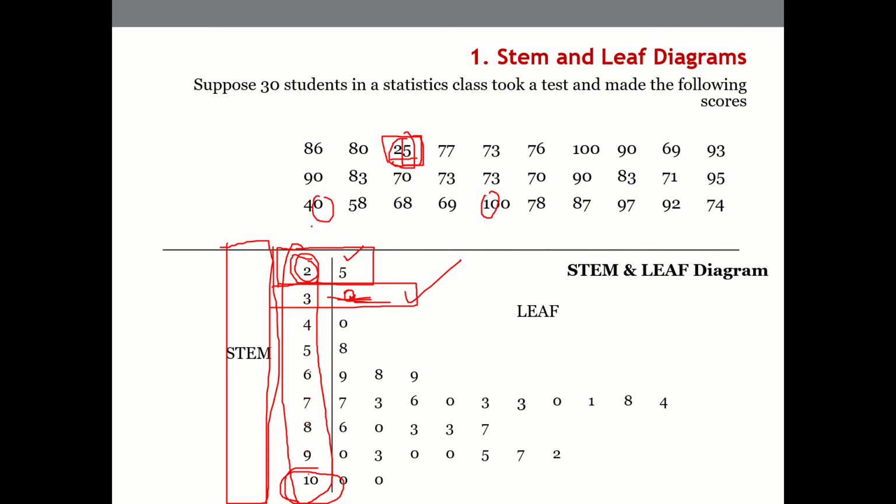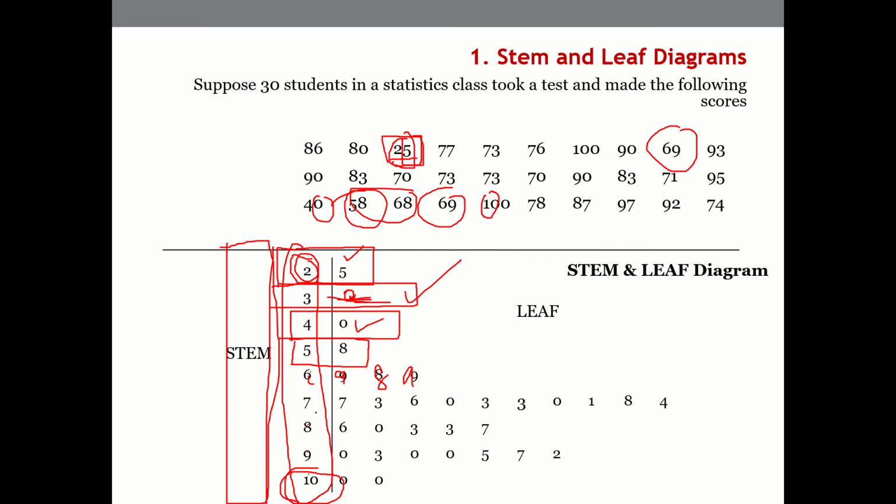In the 40s there is 1 unit. There is 1 unit in the 50s as well, only 58 is there, we don't have any other number. In the 60s we have 68, 69, and 69 has come twice. So we put 6, and the second digits 8, 9 and 9.